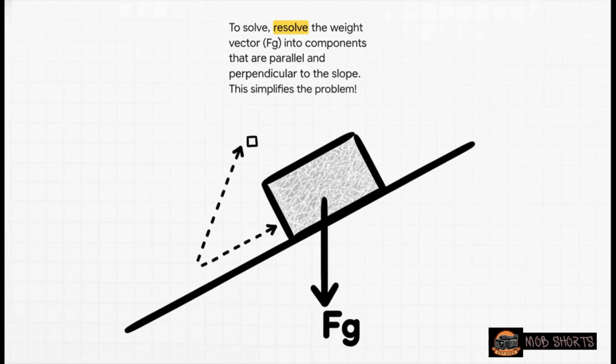And here is the pro move that makes the whole problem fall apart. That weight vector, Fg, is pointing in a kind of awkward direction compared to the slope, right? So we do something clever. We break it up. We resolve it into 2 smaller pieces, or components. One part that's perpendicular to the slope, which balances out the normal force, and one part that's parallel to the slope, which is what's actually trying to drag the object downhill. This is how we turn one tricky problem into 2 much simpler ones.